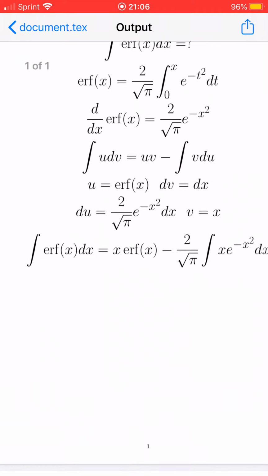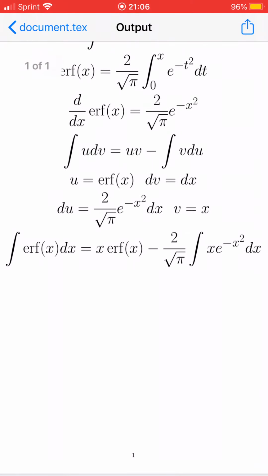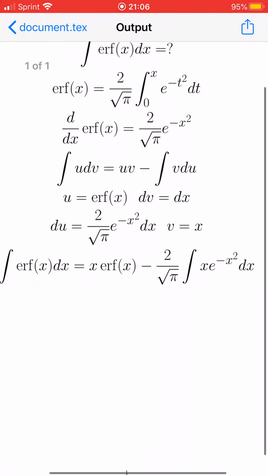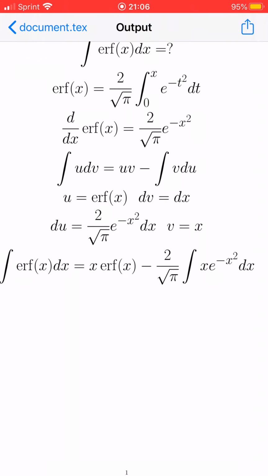So here we go. The integral of the error function of x dx is equal to uv, which is x times the error function of x. I'm sorry, I shouldn't call it earth. It's not the right way to call it. So it equals x times the error function of x minus 2 over square root of pi times the integral of x times e to the negative x squared dx. It's just the integral of v du. V is x and du is 2 over square root of pi times e to the negative x squared dx.